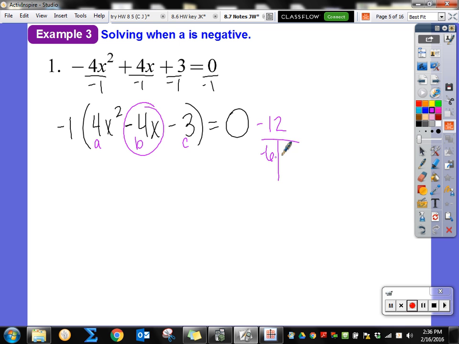Negative 6 and 2. So from there you would have to break that up into 4 terms, and then you would have to finish solving. But we're not going to finish solving the whole way.